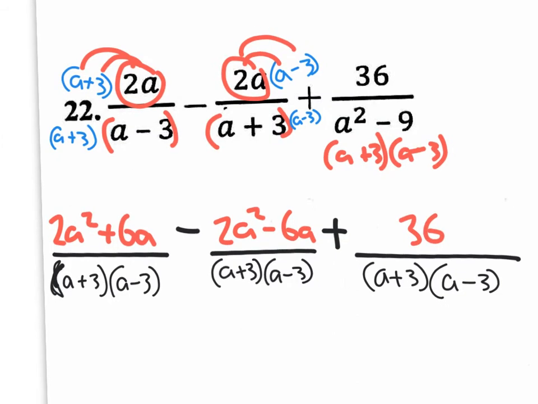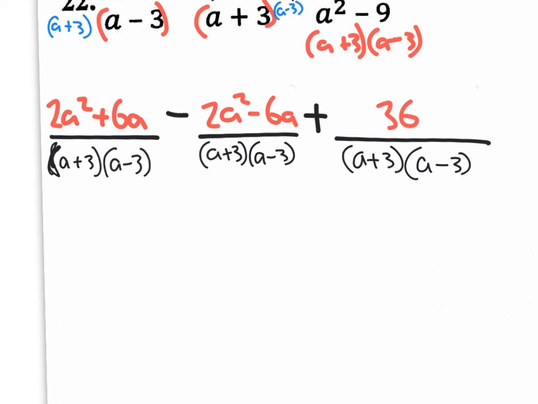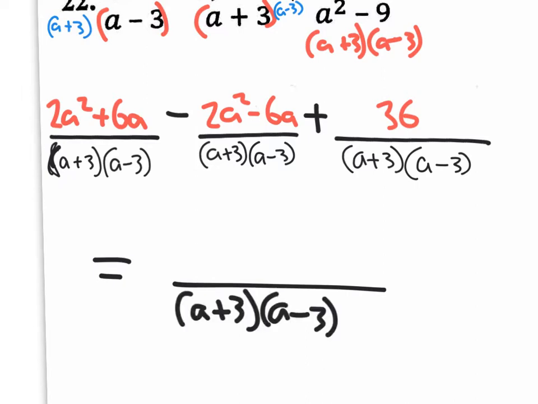Okay, now that we have a common denominator on all three fractions, we know that our answer is going to be the fraction with that common denominator, a plus 3, a minus 3. And now from here, all we have to do is combine like terms on the numerators. However, notice that there's a minus sign, and what you're going to have to do there is distribute that minus sign to both terms on the numerator, to the 2a squared and to the minus 6a. So that 2a squared is really going to become a negative 2a squared, and that minus 6a is really going to become a positive 6a. So keep that in mind when we combine like terms.